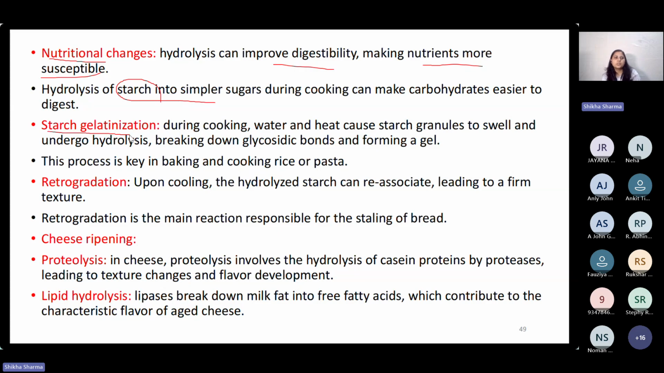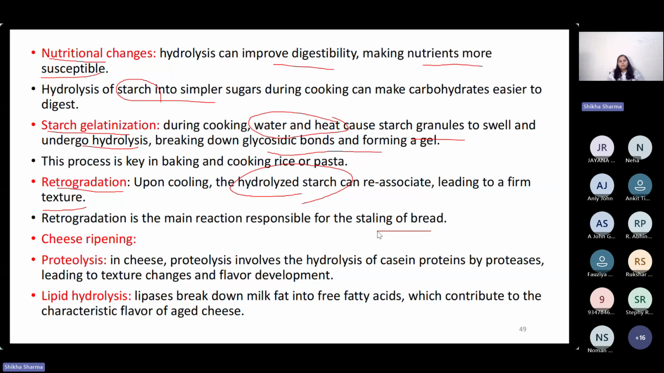Starch also gelatinizes. During cooking, water and heat force the starch granules to swell and undergo hydrolysis, breaking down the glycosidic bonds and forming the gel. So this is the starch gelatinization process, and also the retrogradation process. Upon cooling, the hydrolyzed starch can reassociate, leading to a firm texture. Retrogradation is also the cause of the staling of bread.